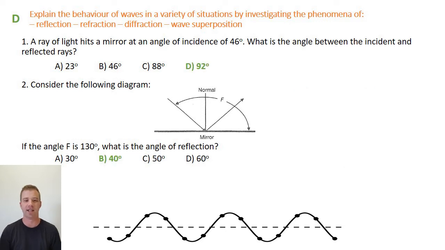Your first answer is 92 degrees, which is 46 as your incident and 46 as your reflected, and the sum of them is 92. So your answer is D. For 2, F is 130. Now we'll work out the remaining angle on the left-hand side, other than F, and it's 50 because 180 minus 130 is 50. So 50 occurs on that side and 50 occurs on the other side, which totals 100 degrees. The incident ray and reflected ray must be the same, and the remaining is 80 degrees, so half that, you get 40 degrees on either side, which is B.